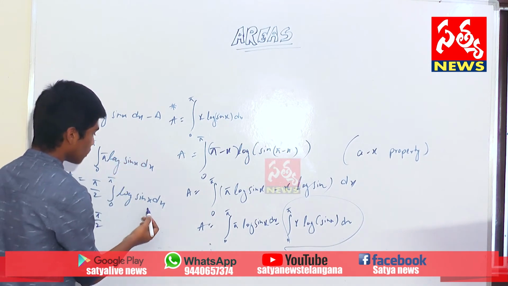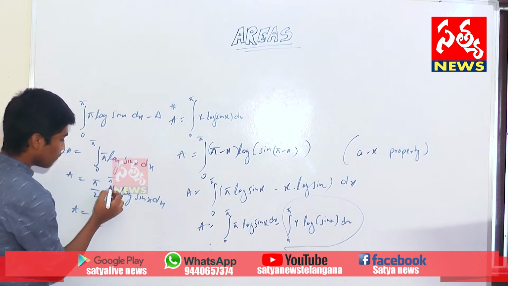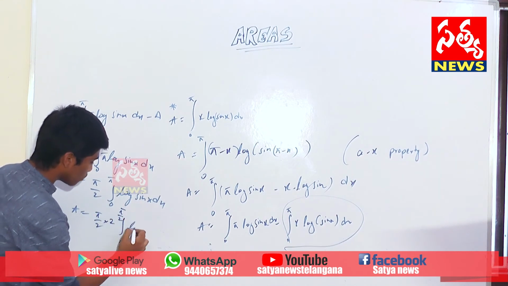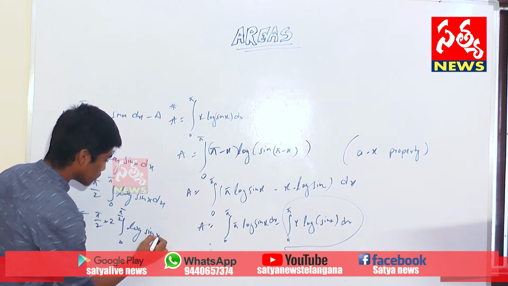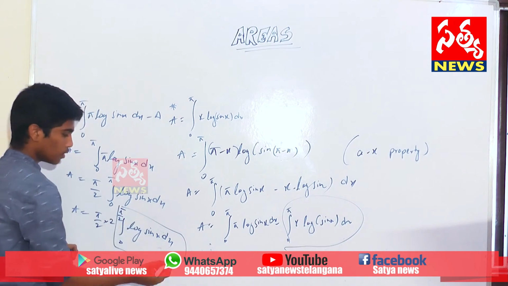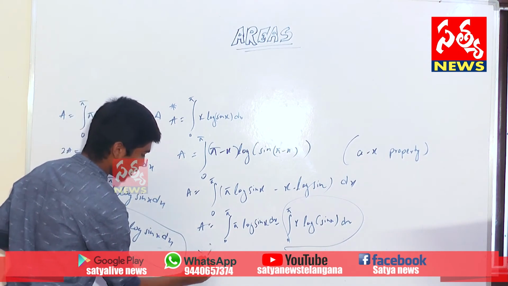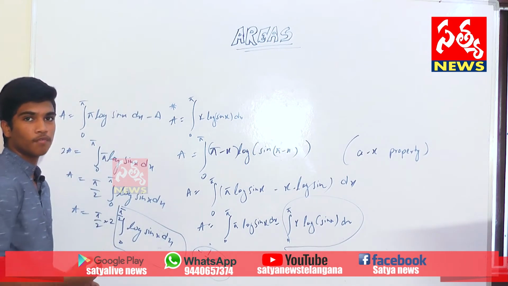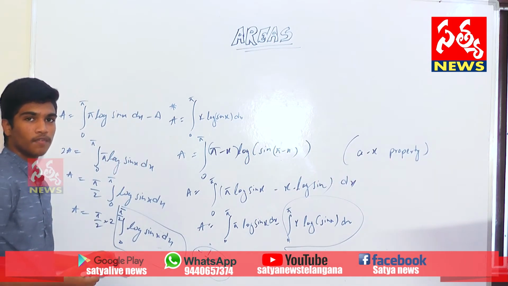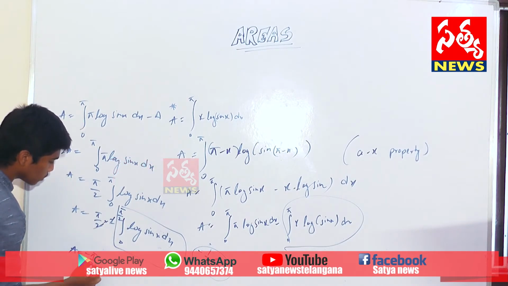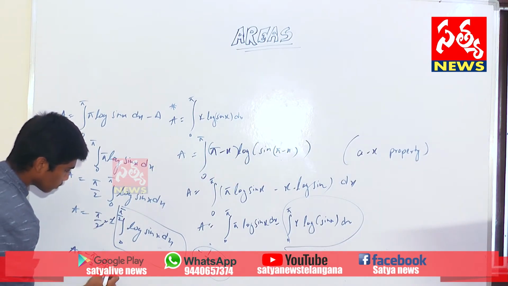As this is an even function, we can directly write 2 times integration 0 to pi by 2 of log sin x dx. What is this value? This is minus 1 by 2 log 2, which I have said in part 4 of definite integrations. You can verify it there. And the final answer is minus pi by 2 log 2.